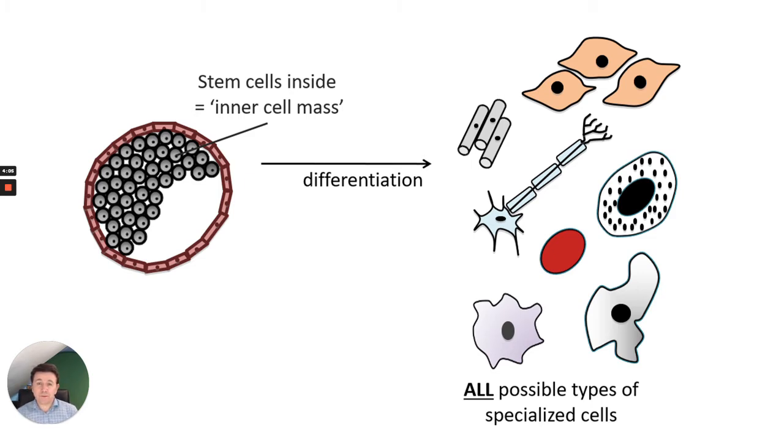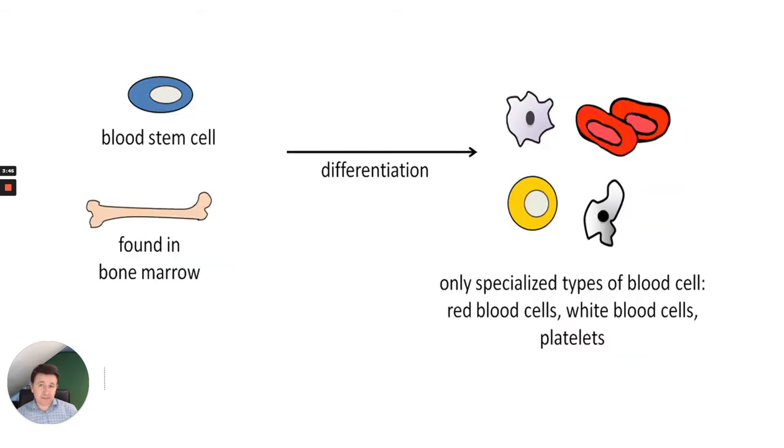So here's an embryonic stem cell, and you can see it has an inner cell mass, and then those undifferentiated cells will eventually differentiate into any type of specialized cell. So in this case, fat cells, nerve cells, red blood cells, white blood cells, anything. Whereas an adult stem cell, for example blood stem cells, are found within the bone marrow of your bones, and they can differentiate into different types of blood cells. So they're specifically making different types of blood cell, in this case red and white blood cells and platelets.